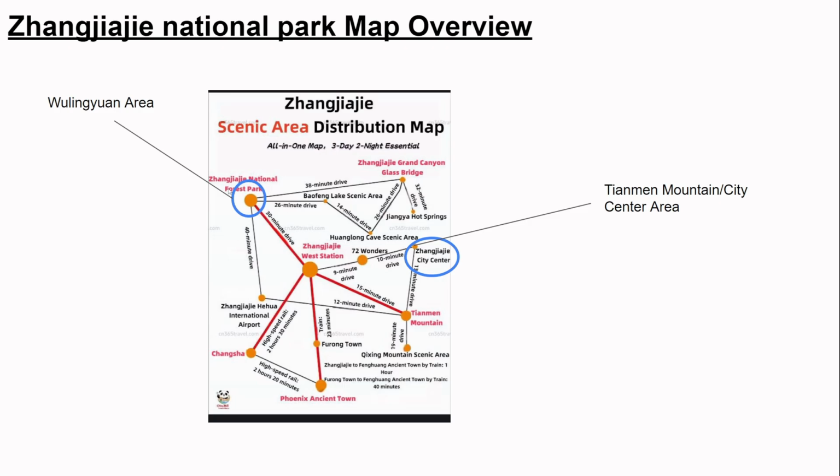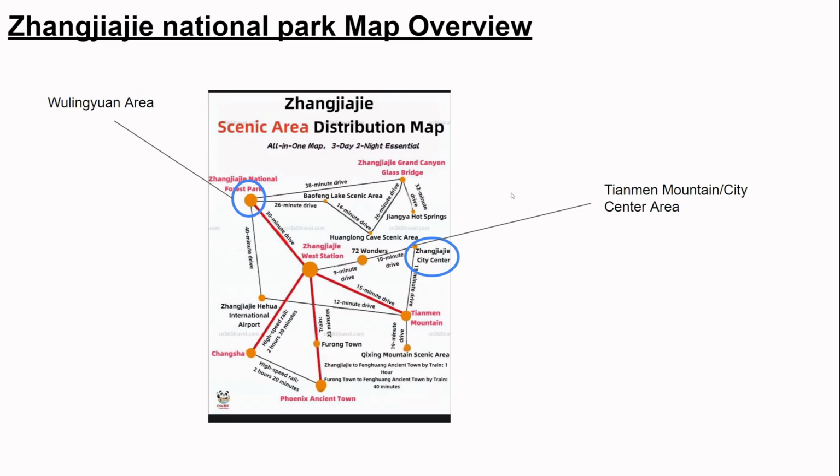So by staying in this area, you can visit two main attractions. The first is the Zhangjiajie National Forest Park, which should take around 1 day. And secondly is the Zhangjiajie Grand Canyon Glass Bridge, plus either Baofeng Lake or the Yellow Dragonstone. So this will take another day. So 2 days for the Wulong area.